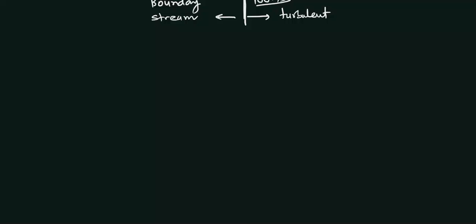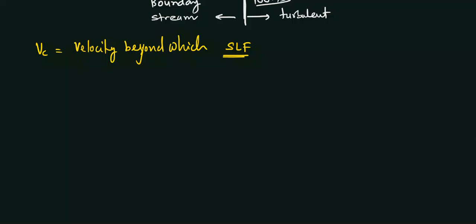So what is this critical velocity? It is simply written as Vc. It is the velocity beyond which streamline flow, SLF, gets converted into turbulent flow.